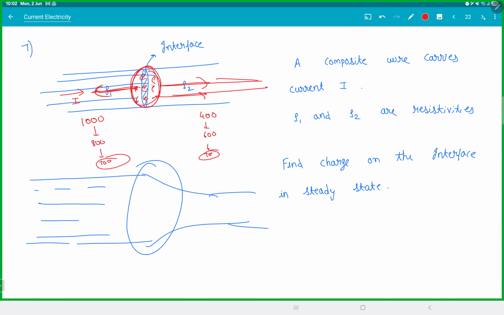So that charge accumulation is important. It will maintain a new balance, where 700 will come and 700 will go. Inflow is equal to outflow. This is what will happen because the resistivity on both sides is different. Why are you getting a charge there? The electrons are coming from the left, and once they come there, they get blocked. Is that clear, everyone? Vihan?